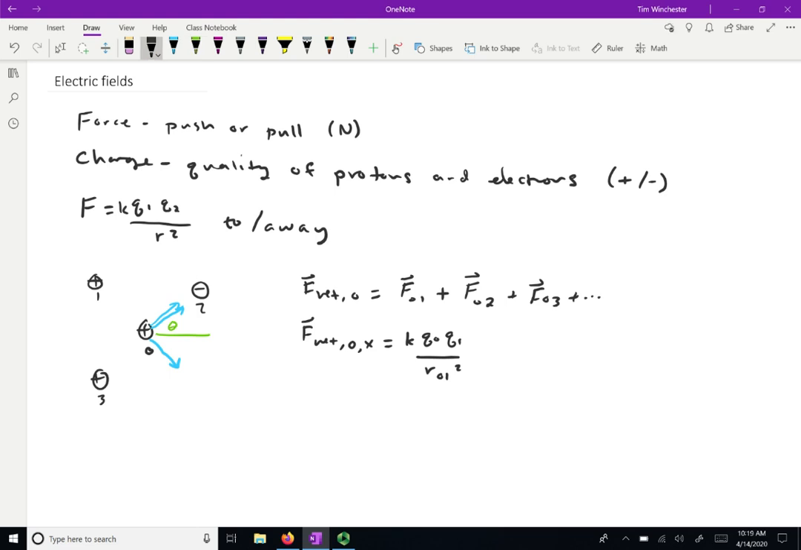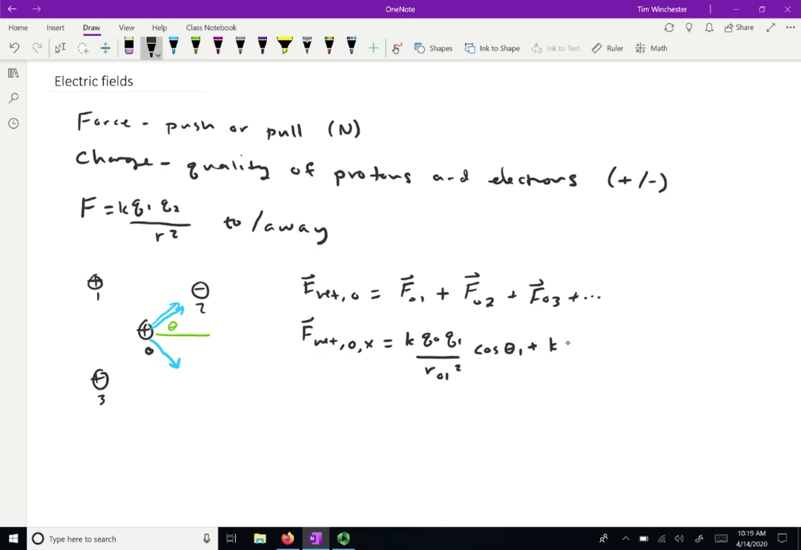If I wanted the x component, and I'm measuring everything relative to the x-axis, then I would have, say, cosine of theta 1. So first I find the magnitude of the force from charge 1, then I find the x component using trigonometry. Then I would have to repeat that process for each other of the forces.